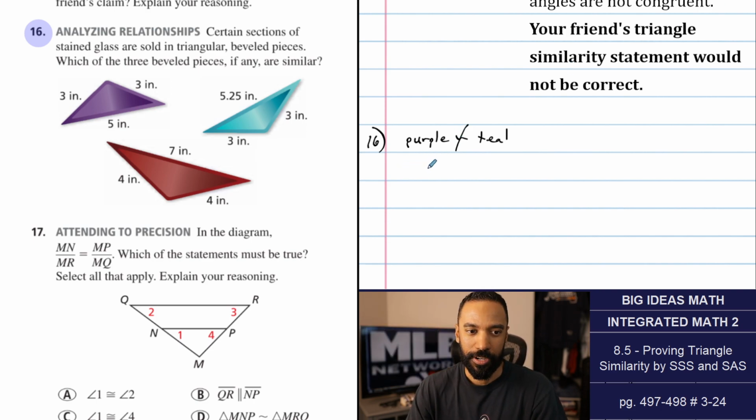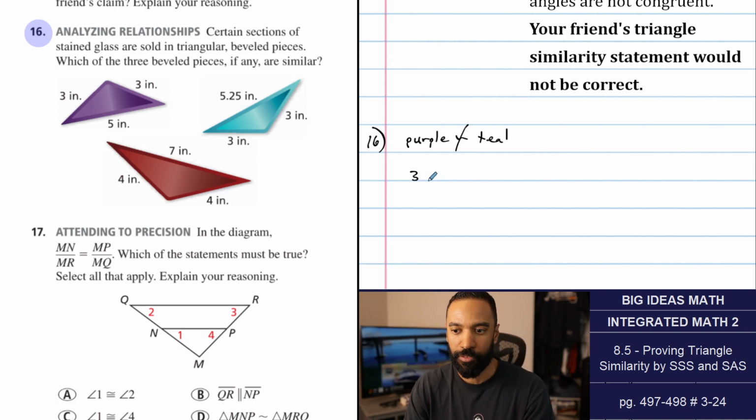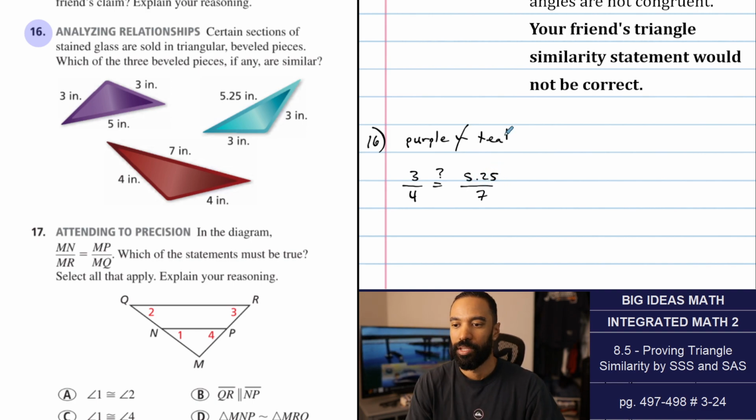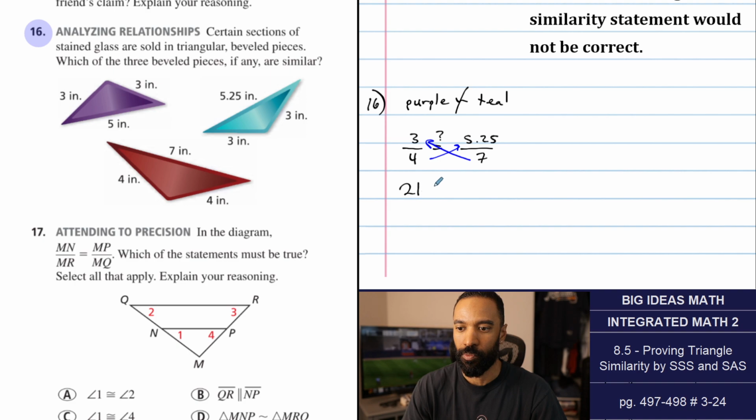So I'll do that one first. If those other ones are not similar, I'm just trying to check this one. Is 3 over 5.25, excuse me, let's do 3 over 4. Is 3 over 4 the same as 5.25 over 7? And these are all in inches, by the way. Let's make it easier for us. Instead of reducing this, let's actually cross multiply. Check this out. Let's just do 7 times 3, which is 21. And let's do 4 times 5.25.